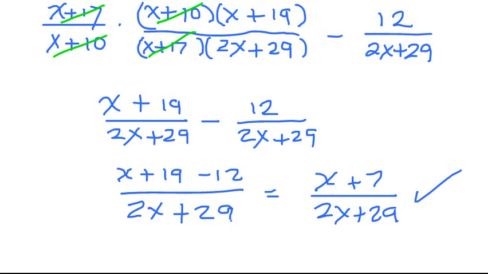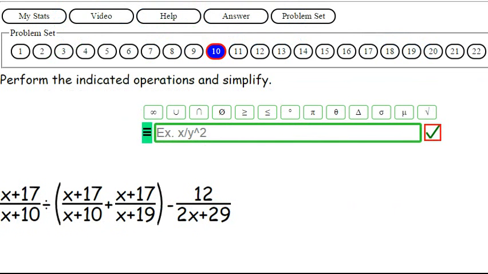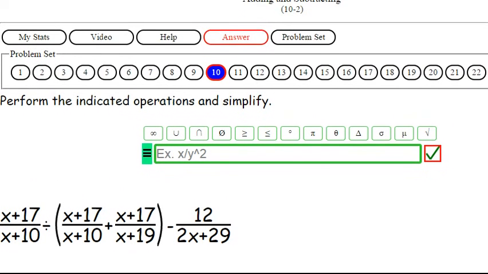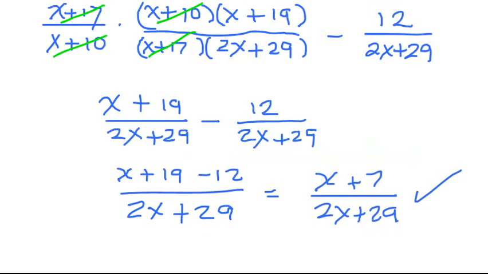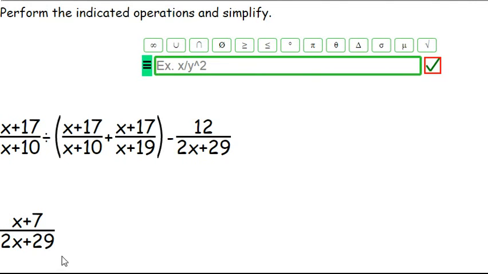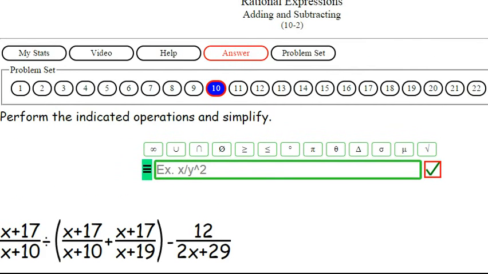What do you know? Took us 7 minutes to do that problem. And let's see, x plus 7 over 2x plus 29. Well, there it is. Isn't that amazing?